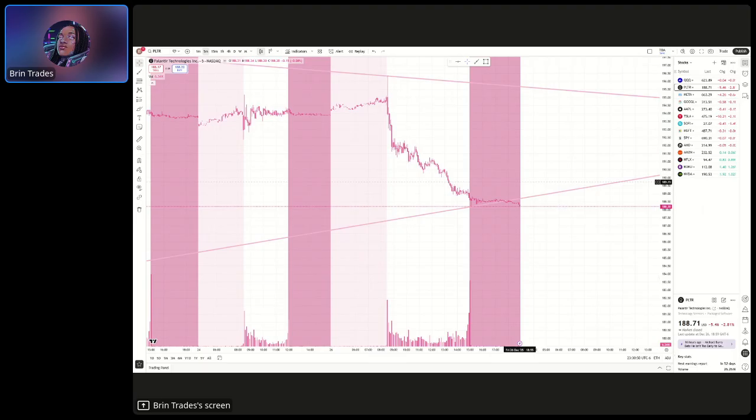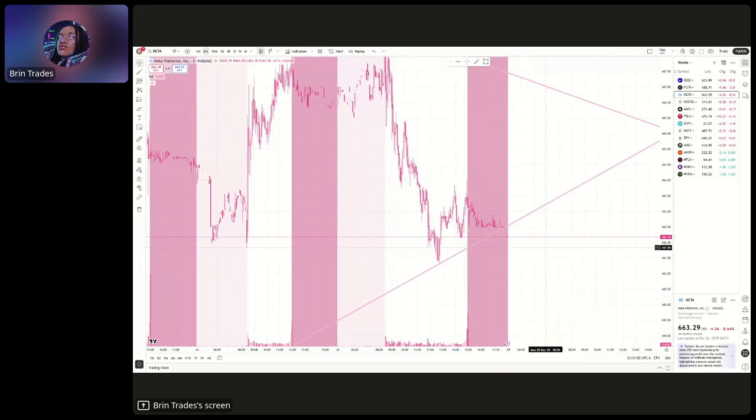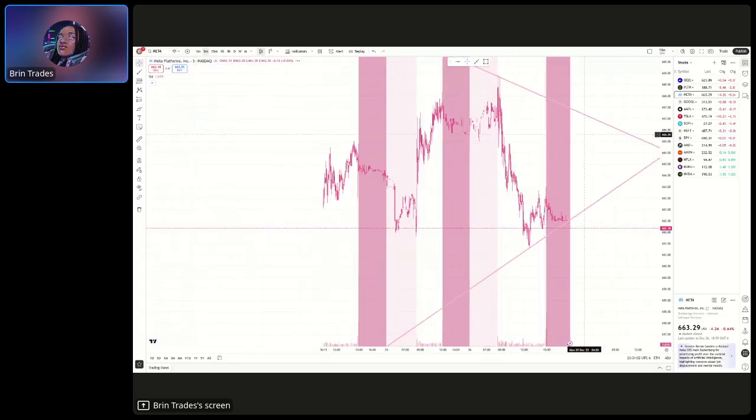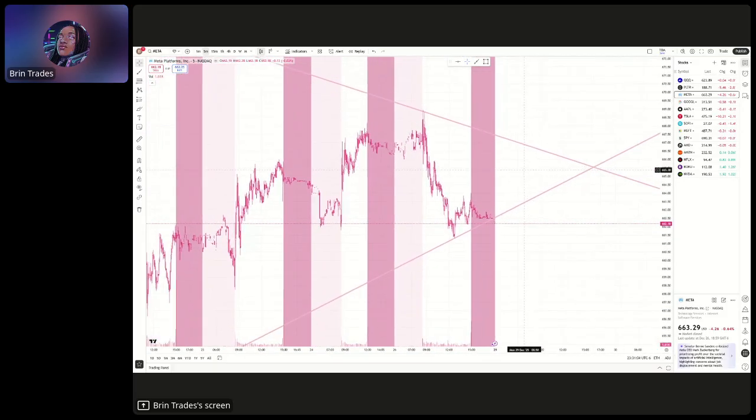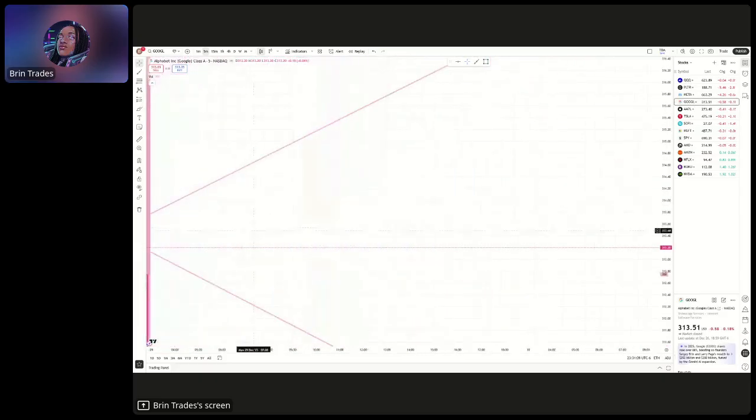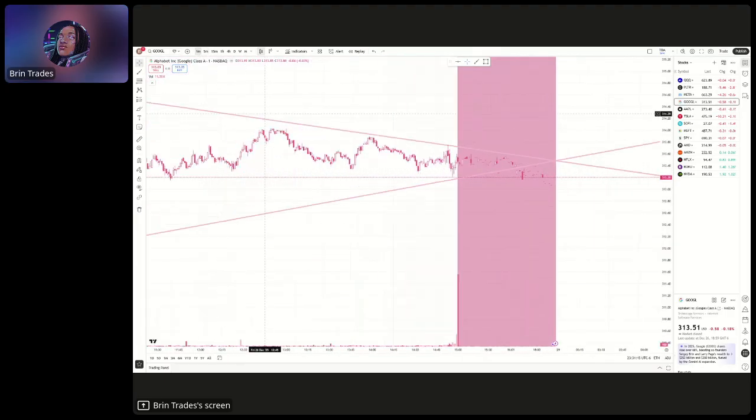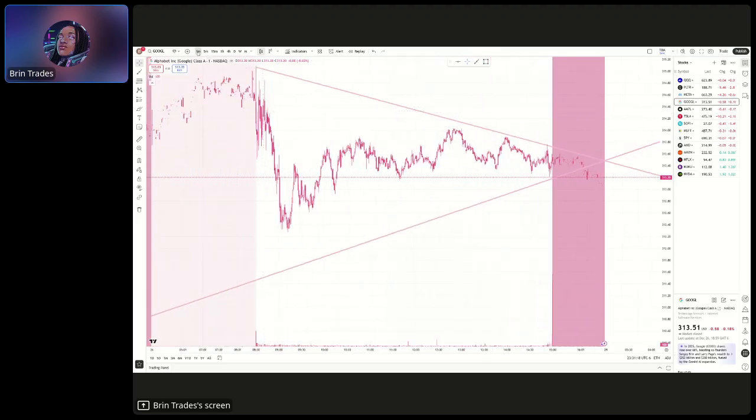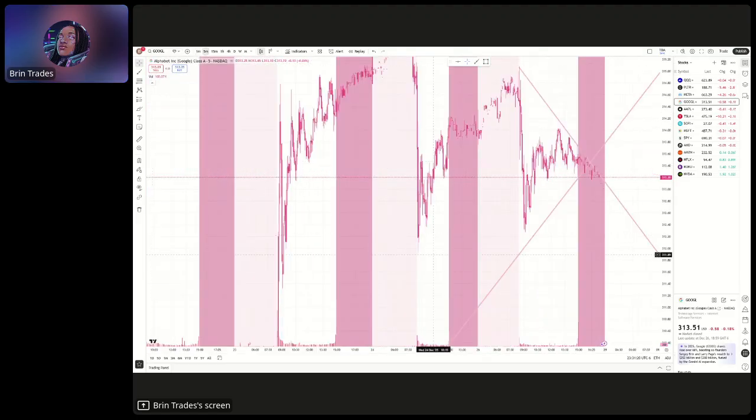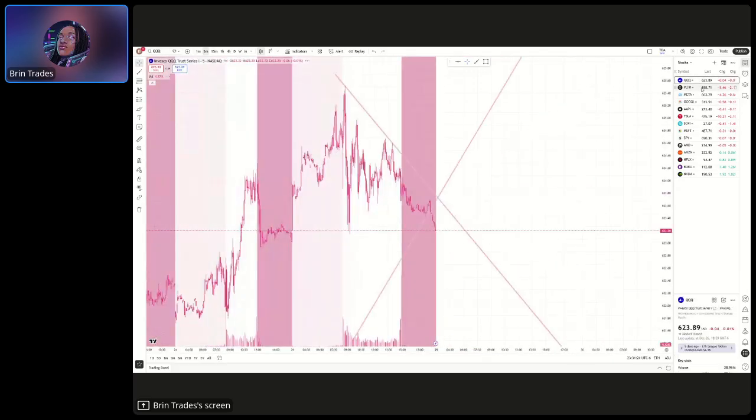Same for Meta. I believe I'll stop it at this lower high. I believe I did the same for Google. Oh, these are on the 5 minute. Let's see what they all look like on the 5 minute.